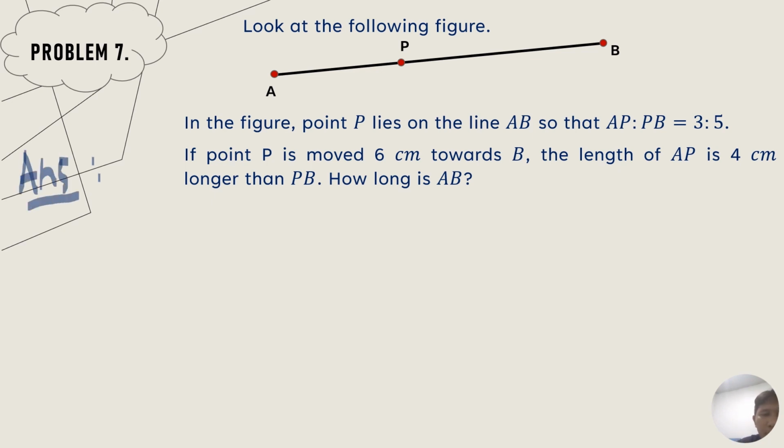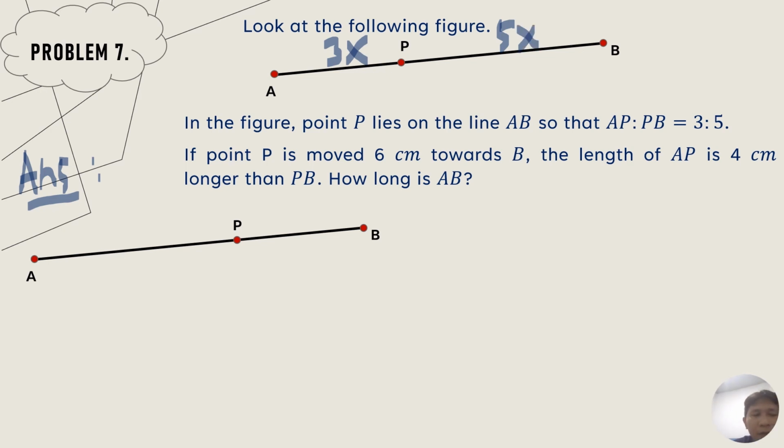Let's say the straight line of AB. We know that the ratio is 3:5, so this is 3, this is 5. According to the information, there might be a chance that the ratio changes into the simplest ratio, so we're going to multiply it by something. It might be x, to get the original ratio.